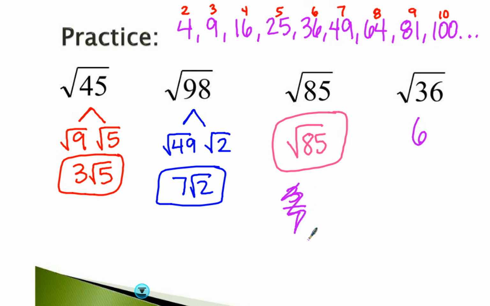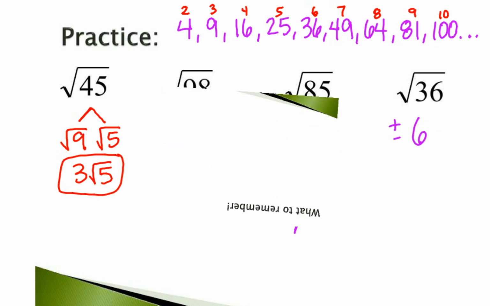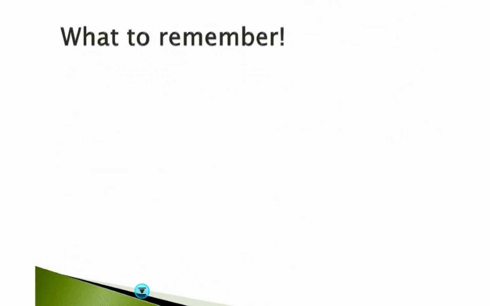And then the square root of 36 we know is 6. Now you could have also said positive and negative 6. Awesome. Okay, there's one more thing I did want to cover.